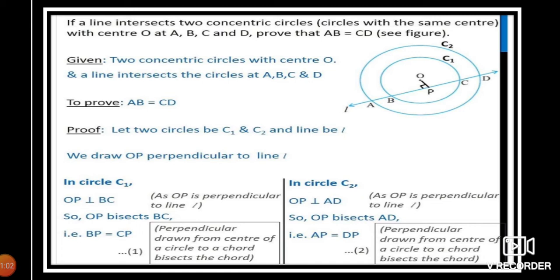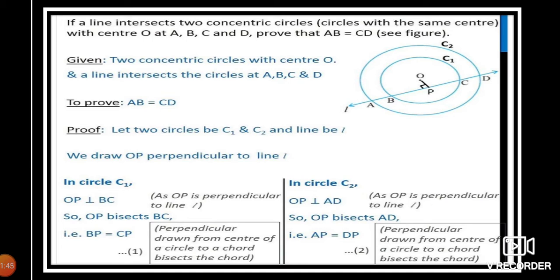If a line intersects two concentric circles with center O at A, B, C and D, prove that AB equals CD. Observe carefully: C1 and C2 are two circles and their center is O. O is the center of the two circles because they are concentric circles. Why can we call them concentric circles? Because they have only one center. From the one center only we draw many circles. Such circles we call concentric circles. So C1 and C2 are concentric circles.